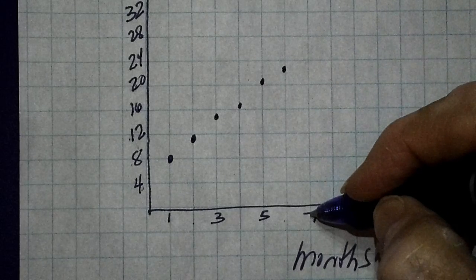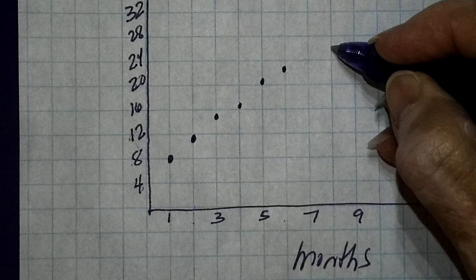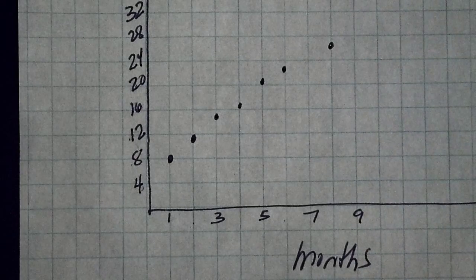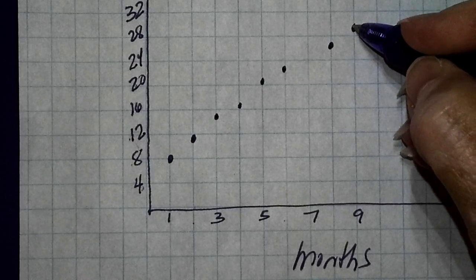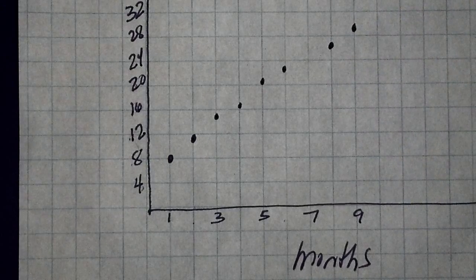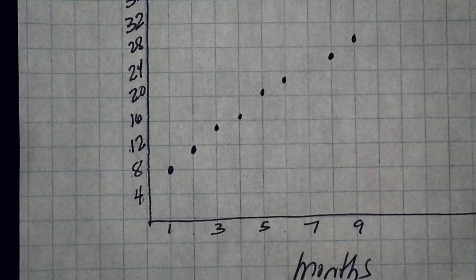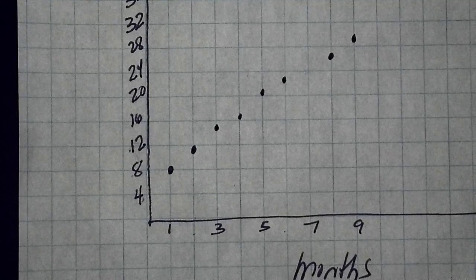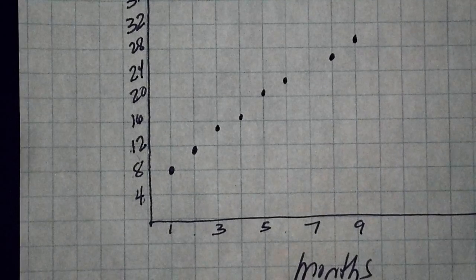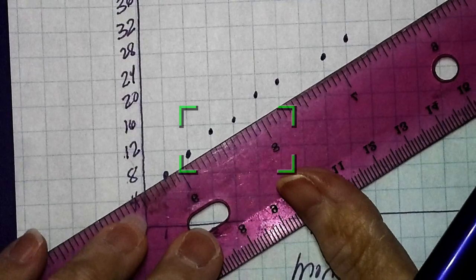7 months, they don't give us anything. So 8 months would be 26, so kind of in the middle. And 9 months will be close to 29, so we're going to put it right there. Okay, so hopefully you can see positive correlation, right? So we are going to need to put a line between 2 points. So grab that ruler.